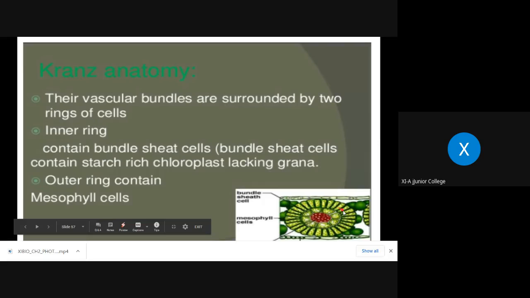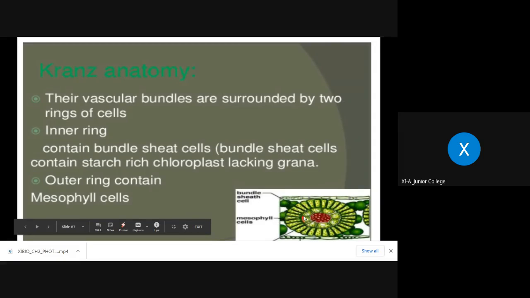So you can see ring-like structures, right? This is the inner ring and this is the outer ring. So the inner ring which covers the vascular bundle is called bundle sheath cells, whereas the bundle sheath cells are covered by the mesophyll cells in ring form. So it gives the appearance of a wreath or ring.